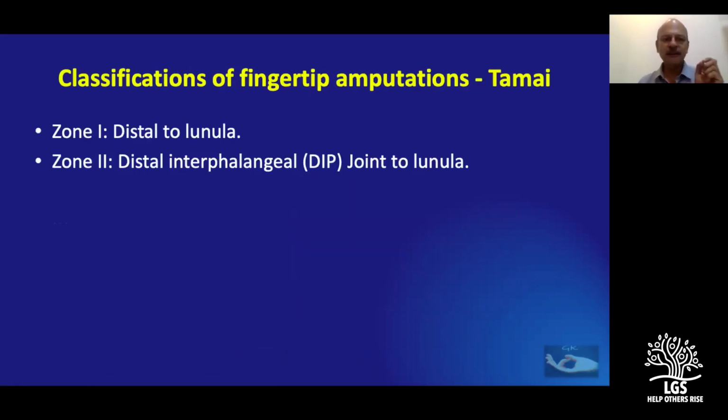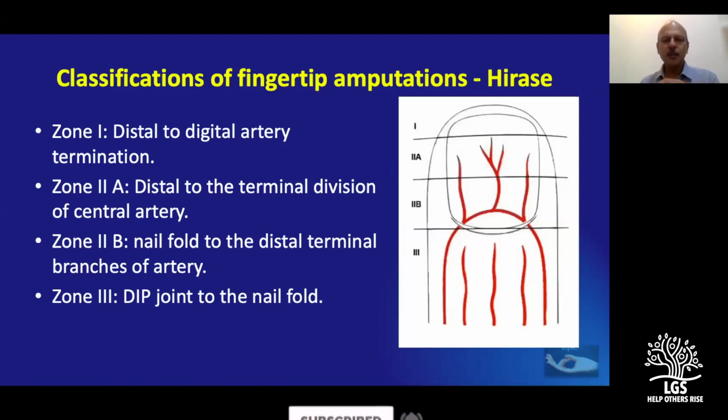Now we'll come to the fingertip amputations. Now this is the Tamai classification, Susumu Tamai classification. It was very simple. Zone 1 distal to lunula. Zone 2 is distal interphalangeal joint up to the lunula. That is the nail fold.